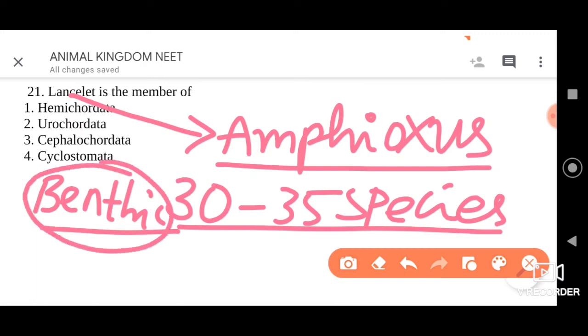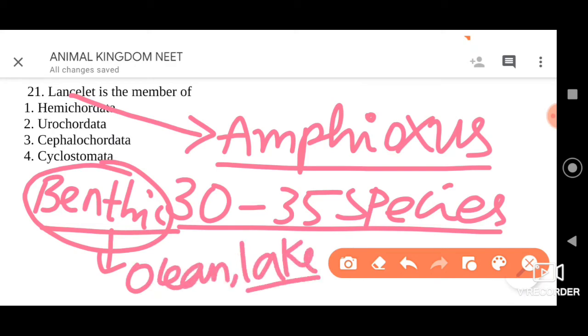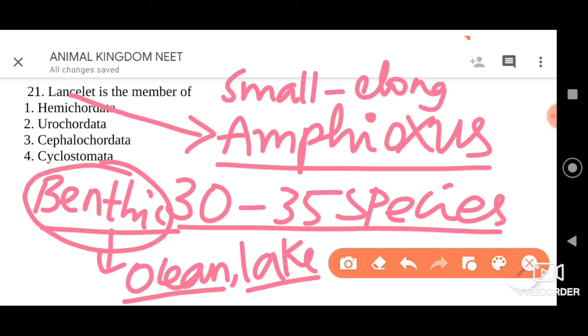Benthic animals, I said. So what do we mean by this? It is the lowest level of the water body. That means these lancelets or Amphioxus are bottom dwelling animals. In the bottom of the ocean or lake, or even in a stream, we can find these organisms. They generally tend to be very small and elongated. They are present most of the time in marine waters.